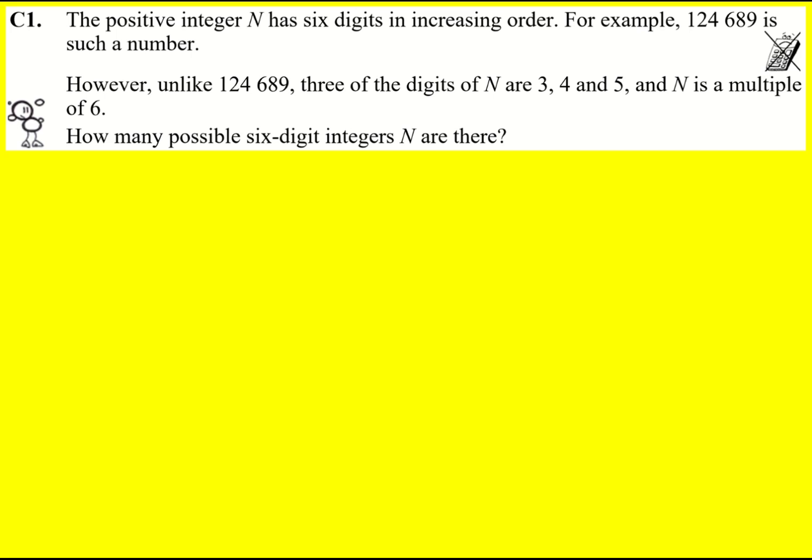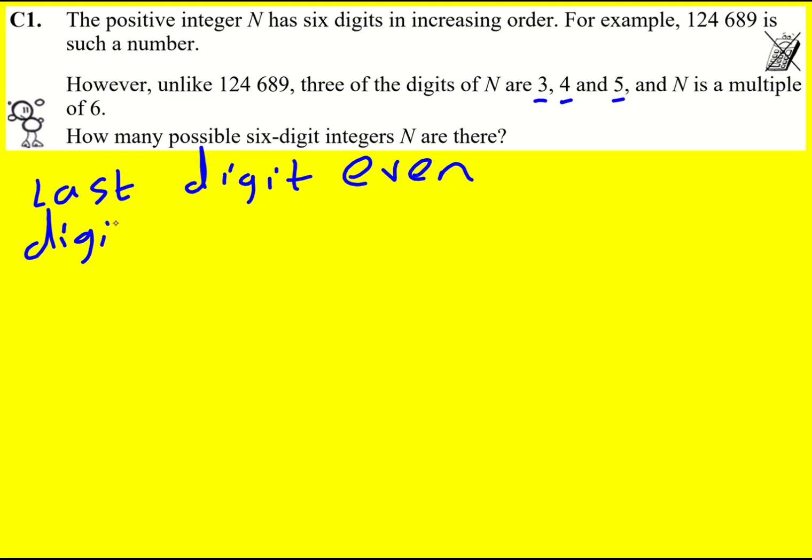We're looking to write some six-digit integers down that must include 3, 4, and 5 and must have their digits in increasing order such that it's divisible by 6. So what does that mean if it's divisible by 6? It means the last digit has to be even, and that makes it divisible by 2, and the digit sum must be a multiple of 3.